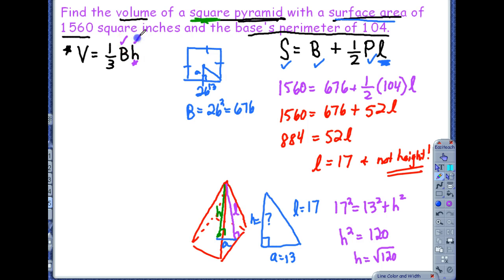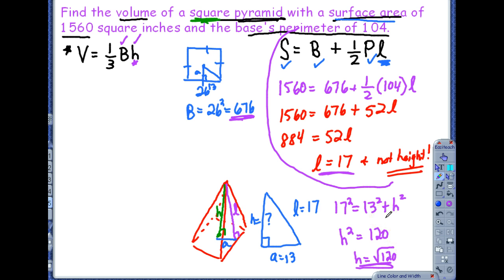You could get a big long decimal, but no need right now. Let's just put it in there. Now we have our base area and the height already found. Here's our base area. Here's our height. The whole point of all of this was just to find the slant height, which helps us find the height. So this is a little more involved problem.